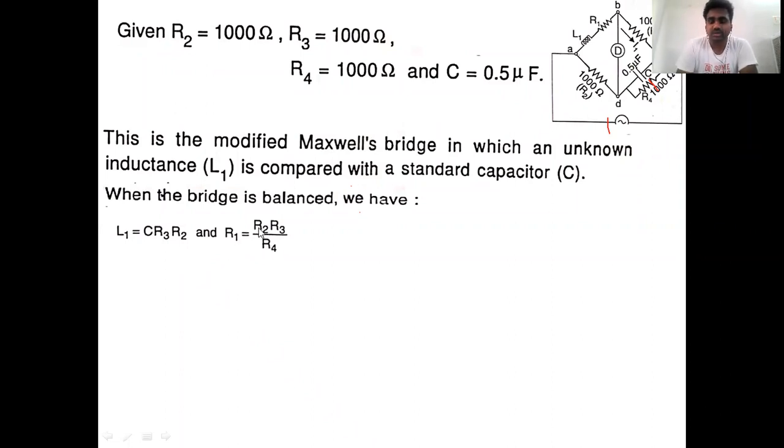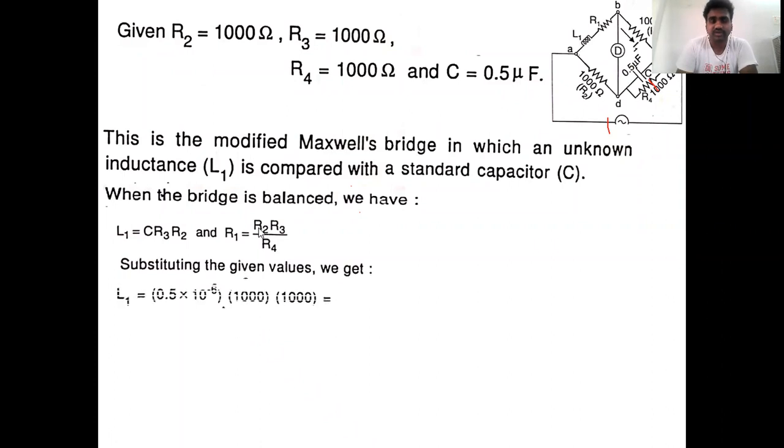Okay, first solve the first thing. Substituting the values, the unknown inductance L1 is equal to 0.5 into 10 to the power of minus 6, the value of the capacitance. 0.5 microfarad converted into farads, into R3. What is the value of R3? 1000 ohms. Into R2, that is 1000 ohms. If we substitute these values in the expression, post your answer in the chat box.